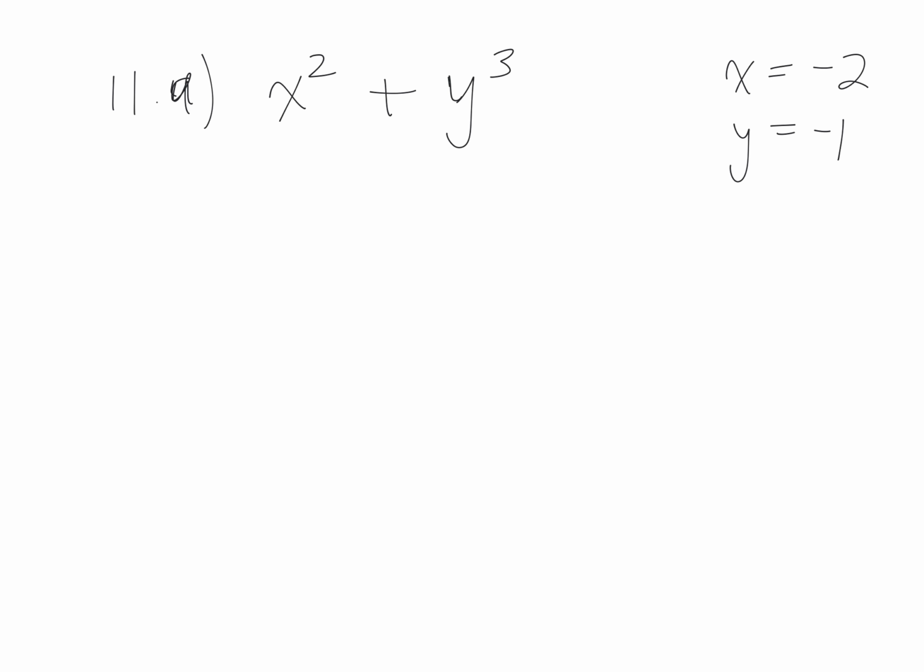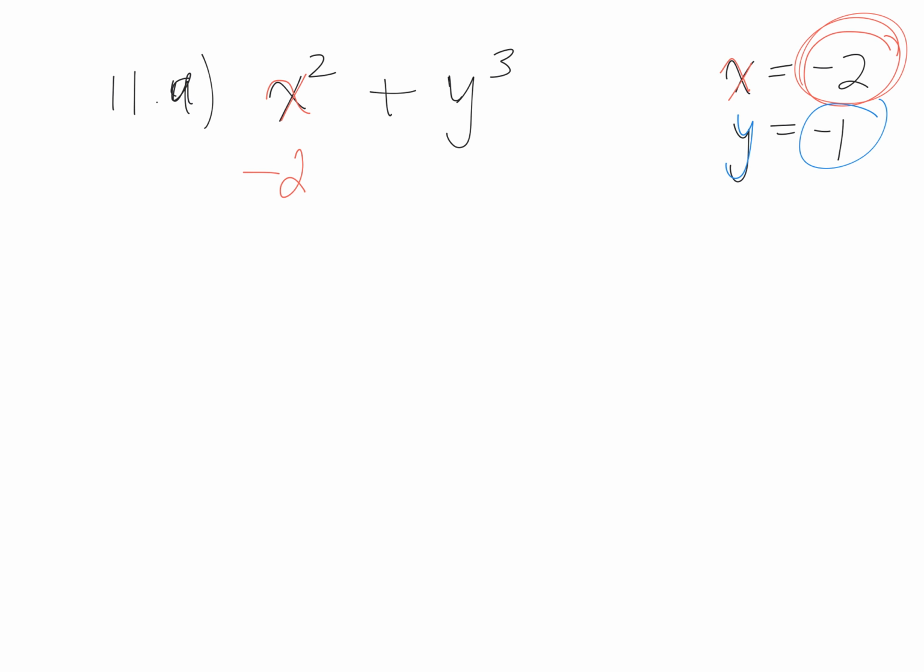It says x squared plus y cubed, and it asks you to evaluate each expression when x is equal to -2 and y is equal to -1. So what do you do with that information? You're substituting the value of x into the expression, so you're replacing x with -2. Wherever you see an x, we have to put -2.